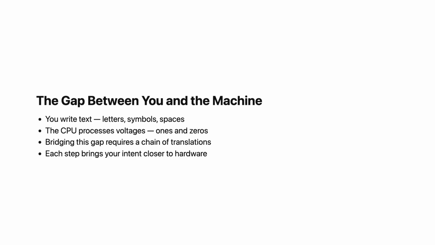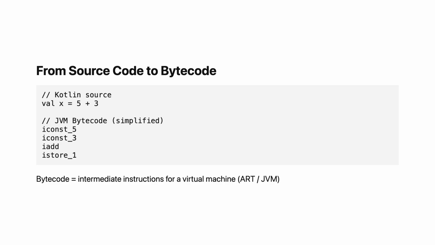Your Kotlin source code is specific to Kotlin, but bytecode is a lower-level set of instructions designed for a virtual machine to understand. On Android, that virtual machine is ART, the Android Runtime. On desktop Java, it is the JVM. The key idea is that bytecode is not machine code yet. It is an intermediate step. It is closer to what the CPU needs, but it is not the final destination.